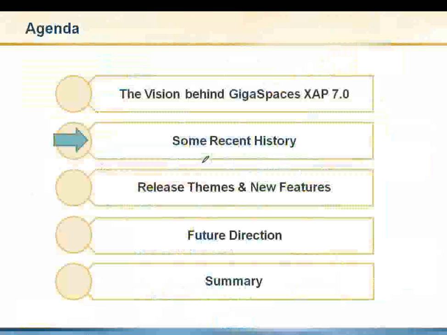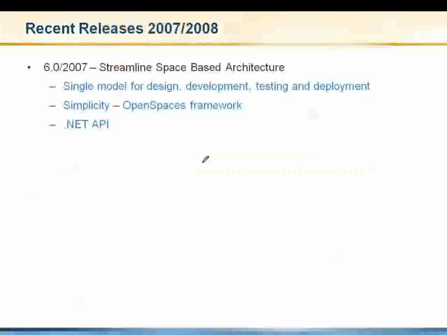Which brings us to the next part of this webinar, some recent history. Just to recap, to put you in context on what we've done in the past few years. Version 6.0, back in mid-2007, was all about streamlining space-based architecture. This was the first time we introduced the Open Spaces framework, Spring integration, and the .NET API, enabling you to develop space-based applications in a much easier and more coherent fashion.